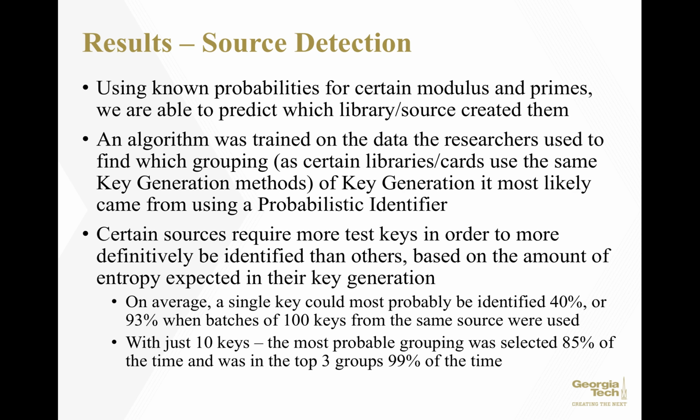However, when batches of 100 keys were used, the algorithm was 93% confident in its top answer. But what's incredible, with only just 10 keys, the most probable grouping was selected 85% of the time, showing how few keys it was necessary in order to fingerprint what algorithm was used to produce it, based only off of the distribution of public keys, using those prime P and Q numbers.